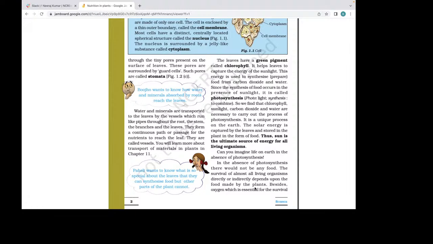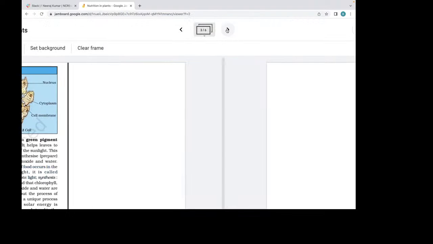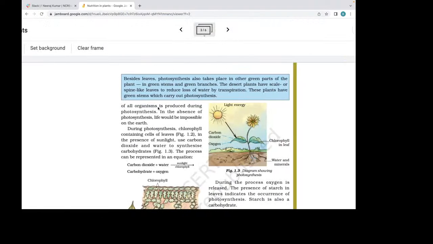Also, not just food, oxygen, which is essential for the survival of all organisms, is produced during photosynthesis. Na sirf food is being prepared during the process of photosynthesis, oxygen भी produce होता है, which is also important for our survival. Can you live without oxygen? No. What will we breathe?